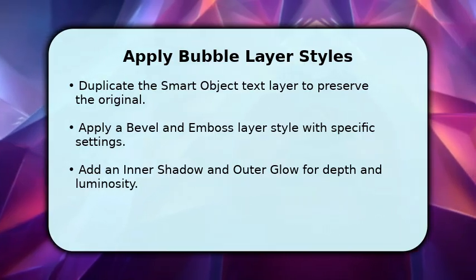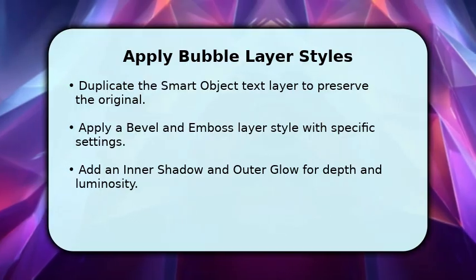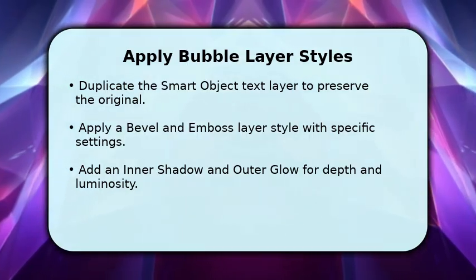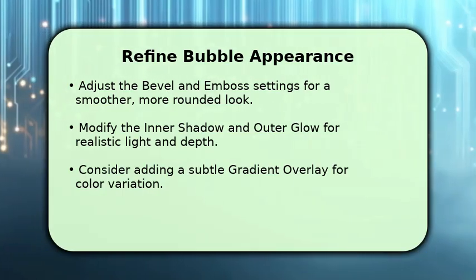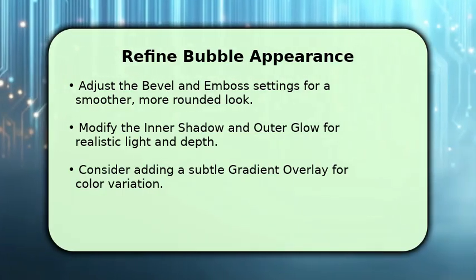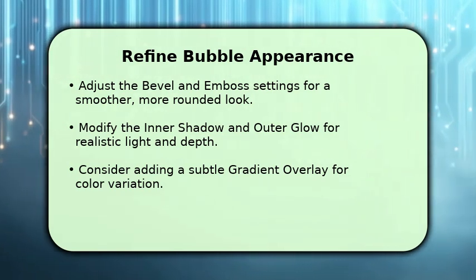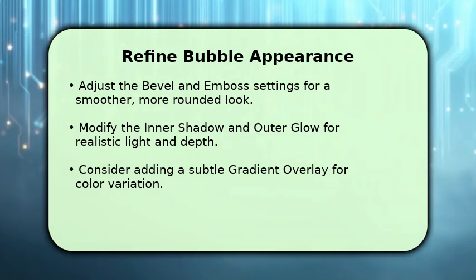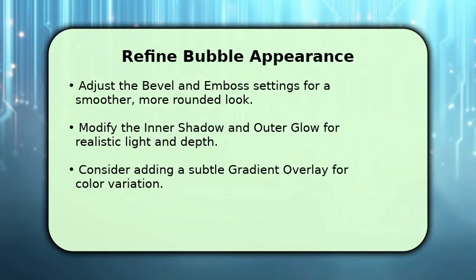Then, add an inner shadow and an outer glow to enhance the three-dimensional look and give it a soft, luminous edge. To refine the bubble appearance, fine-tune your layer styles. Experiment with the bevel and emboss settings, increasing the size slightly to about 12 pixels for a softer edge. Adjust the inner shadow's distance and size to create a more pronounced internal highlight.